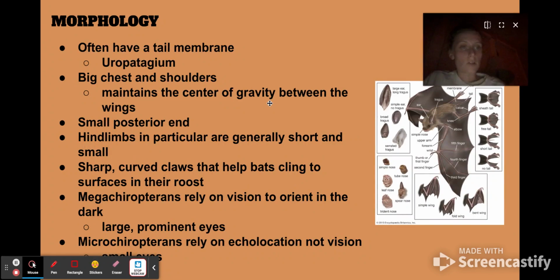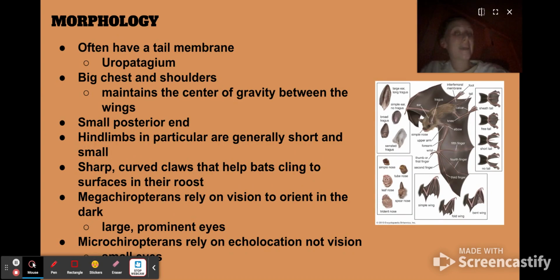Speaking more about morphology, here I'll put myself up here, they usually have a tail membrane, which is called a uropatagium. They have really big chest and shoulders, which actually allows for the center of gravity to be between the wings, which helps in their flying. They have a smaller posterior end, which you can imagine also helps with flying. Their hind limbs are usually pretty short, pretty small. They don't need to be longer.